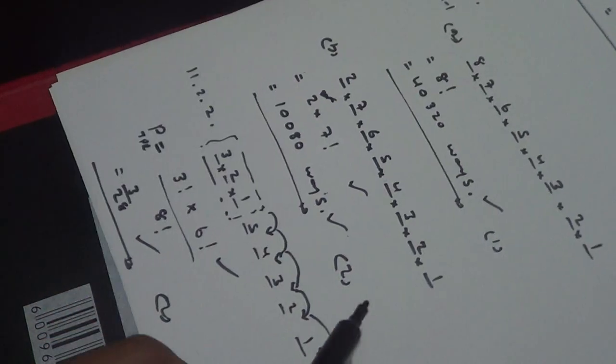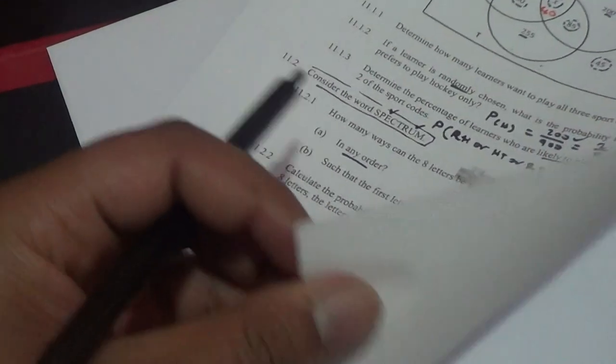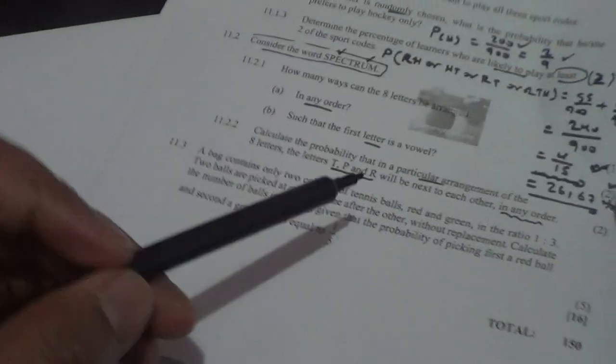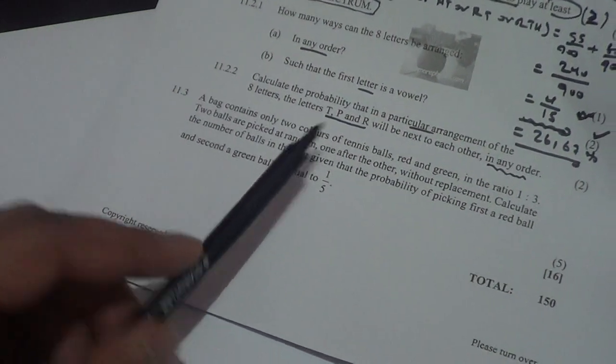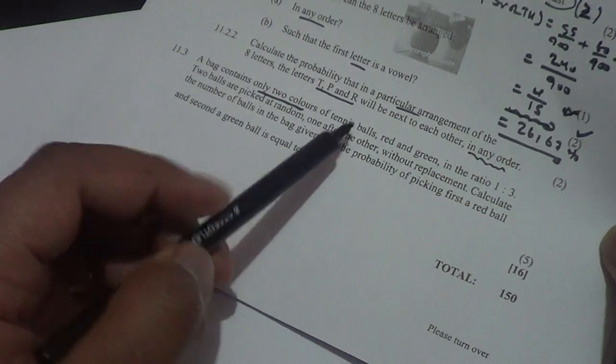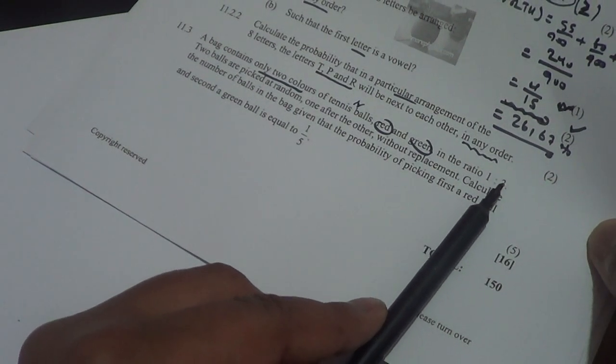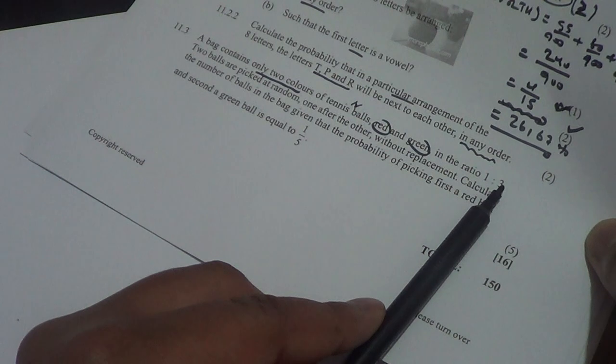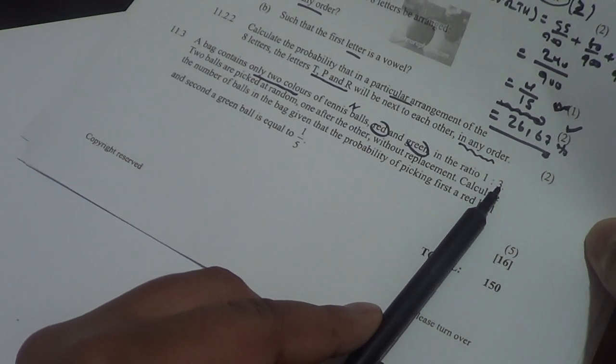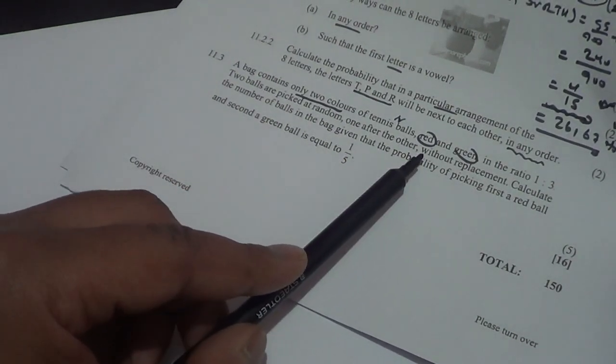Now let's do the last run of this little business here, so that guys, you can now sit back, look at this thing and enjoy. Oops, I'm going where the paper ends here, right here. So we're doing 11.3. So 11.3 says, okay, a bag contains only two colors of tennis balls, okay? So we've got red and green, okay? They're in the ratio 1:3. So remember, a ratio is not really saying that there's only one red ball and then there is 3 green balls. Now, two balls are picked at random, one after each other, without replacement.